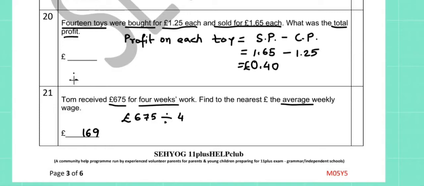So, we are considering 14 toys. So, the total profit is 14 times 0.40 pounds, that is equal to 5.6 pounds.